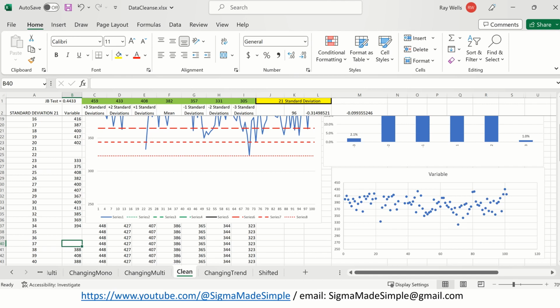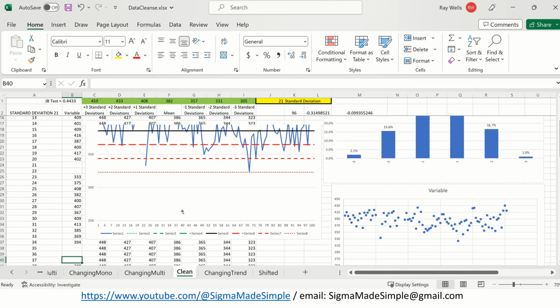That means that there's special cause variation. We don't know what happened. We could ask manufacturing what happened, or whoever gave us the data. They might remember, but it's probably so long ago they are not going to remember.